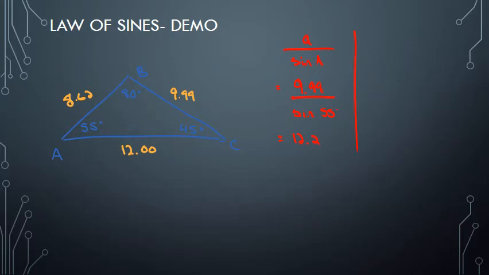Okay, so next one, B over sine B. So B ends up being 12, over sine 80.